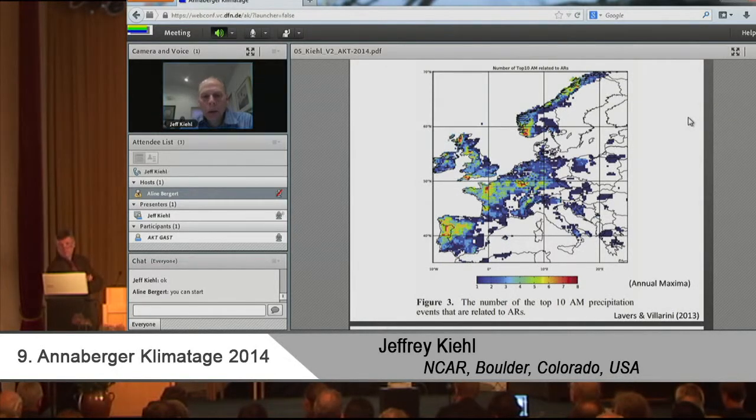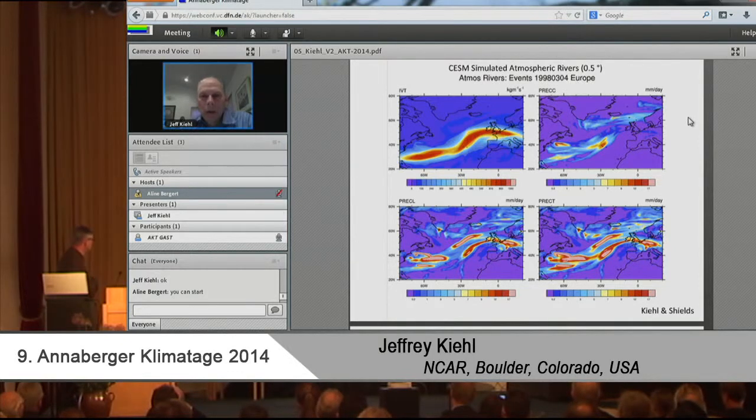This is that same study showing the number of the top 10 annual maxima precipitation events, in other words, extreme precipitation events, and these events are directly related to those atmospheric rivers that are coming out of the tropics. So being able to simulate those rivers and where they hit the continents and how much rainfall they contribute to specific regions is very important to understanding Earth's water cycle. We are actually doing global simulations here at NCAR. Here's a river that comes out of the tropics, crosses the UK, and reaches continental Europe.